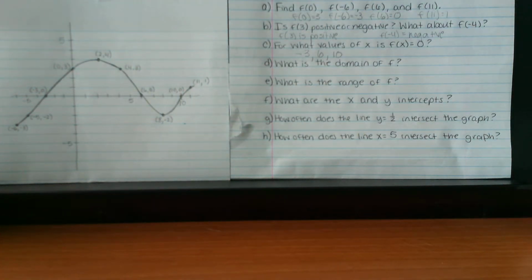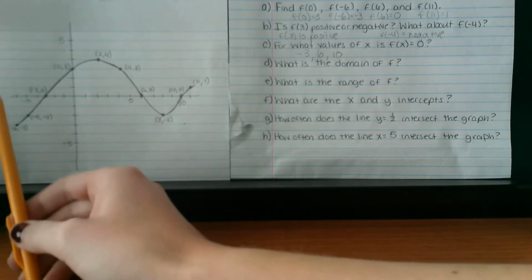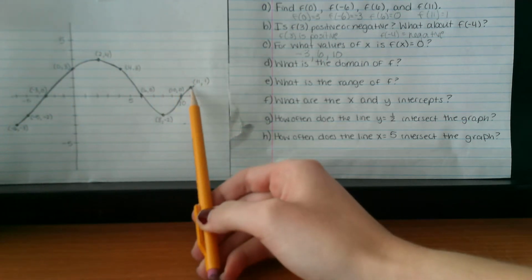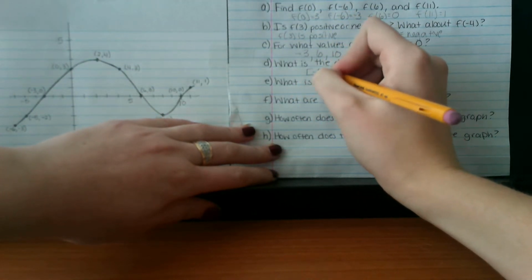Alright, part D asks for the domain of the function. Here we are looking at the span of the graph horizontally, which would be just side to side. With that in mind, we can see that the domain goes from -6 and it stops at +11. So easy enough, our domain is -6 to 11.